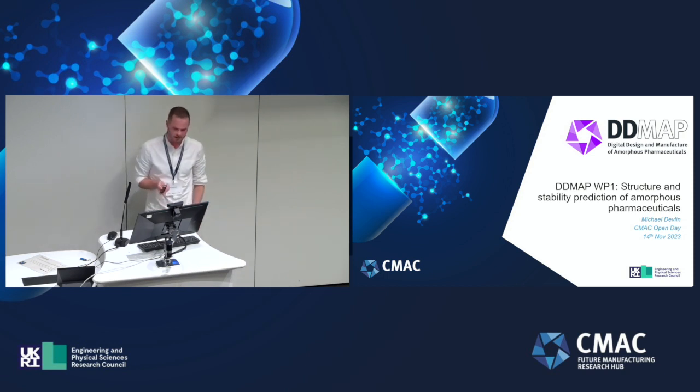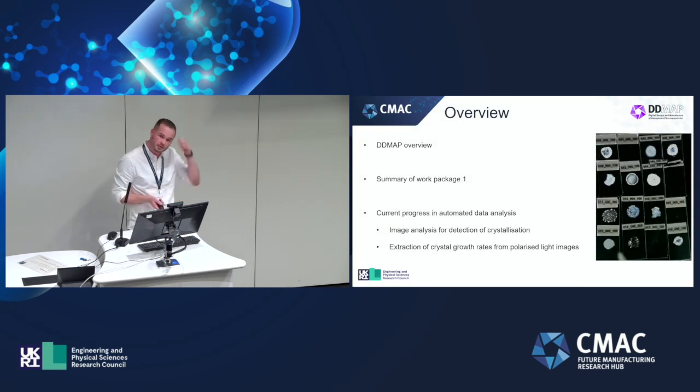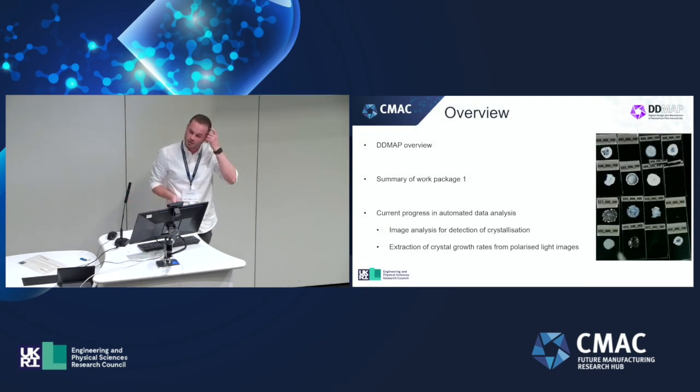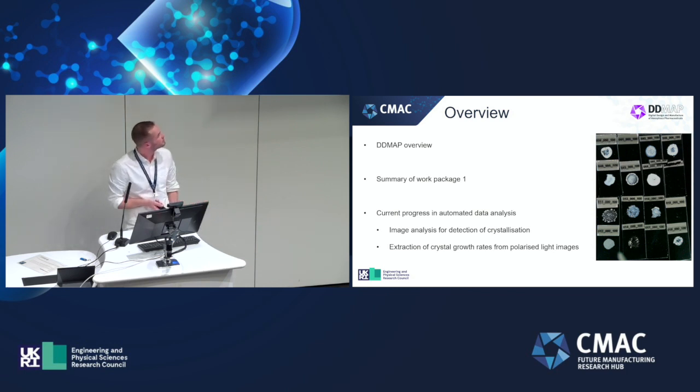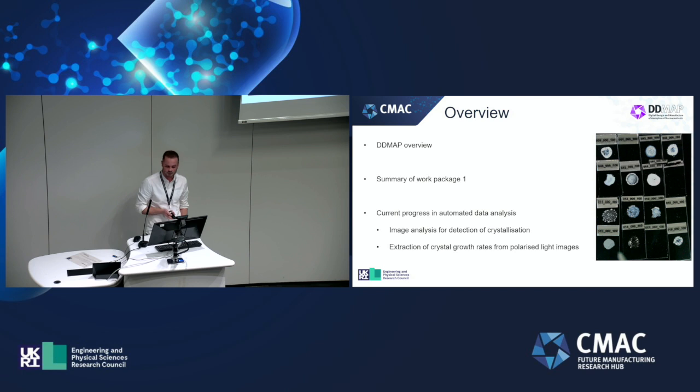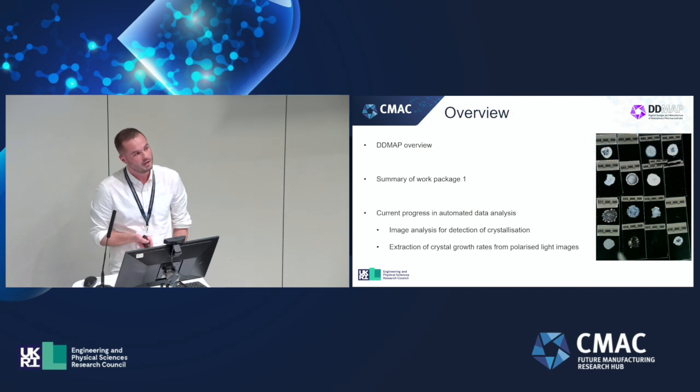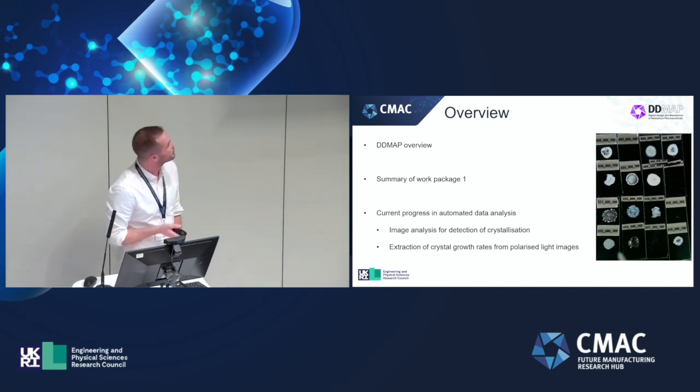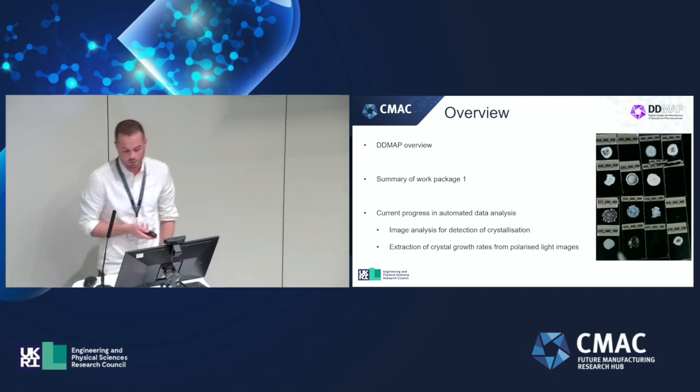So I'm not going to give a workflow as such, but kind of present an overview of some of the work we've done towards getting to an automated sample prep and analysis workflow for amorphous solids. I'll start by giving an overview of DDMAP as a whole. There's three key parts to that. Then more detail about what package 1 specifically, and then some of the work we've done in automated data analysis, so specifically image analysis and extraction of crystal growth rates from polarised light images.